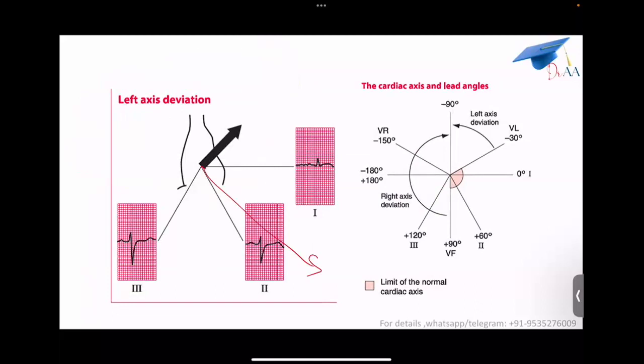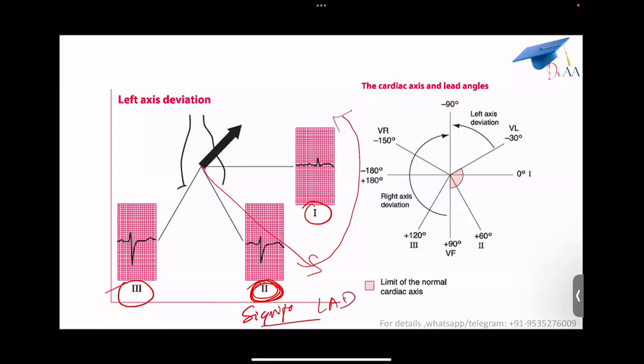This is the normal cardiac axis. It is moving towards the left side of the heart. Lead 1 remains positive. Lead 3 becomes negative. Lead 2 also can become negative. If lead 2 also has become negative, then we call it a significant left axis deviation. In significant left axis deviation, lead 1 remains positive because it is moving towards it. Leads 2 and 3 will become negative.